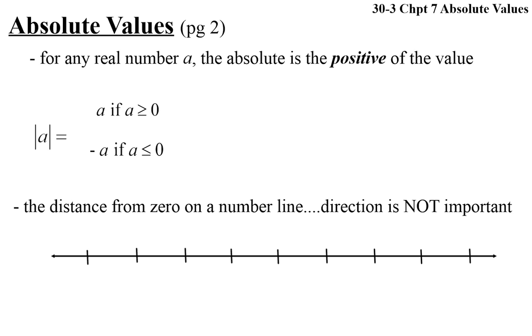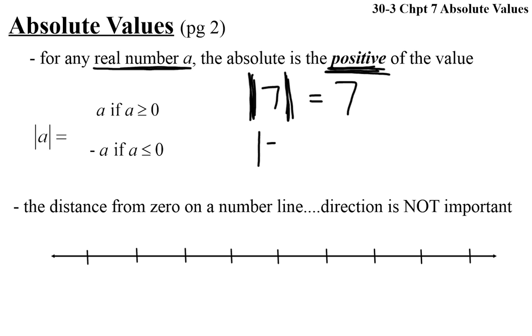Absolute values, page 2. The absolute value tells us that for any real number, which is what we deal with in high school, the absolute value is always the positive of the number. Doesn't matter if it's positive or negative, which seems kind of weird. We see absolutes in straight brackets. If I had the absolute of positive 7, well, the absolute value of positive 7 is positive 7, because the absolute signs make everything positive.